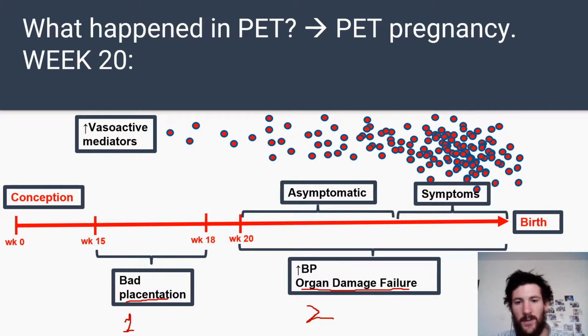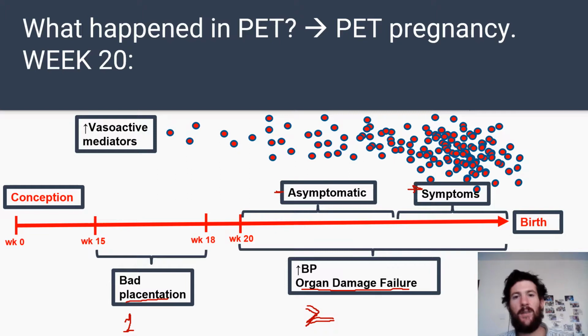The second process is also very important to know because it's the process of organ damage failure. This process has two different sub-processes: the asymptomatic part, that is here, and the symptomatic part. Okay? Why is it important to know the asymptomatic part? Because if we know that this asymptomatic part exists, we can detect the preeclampsia early.